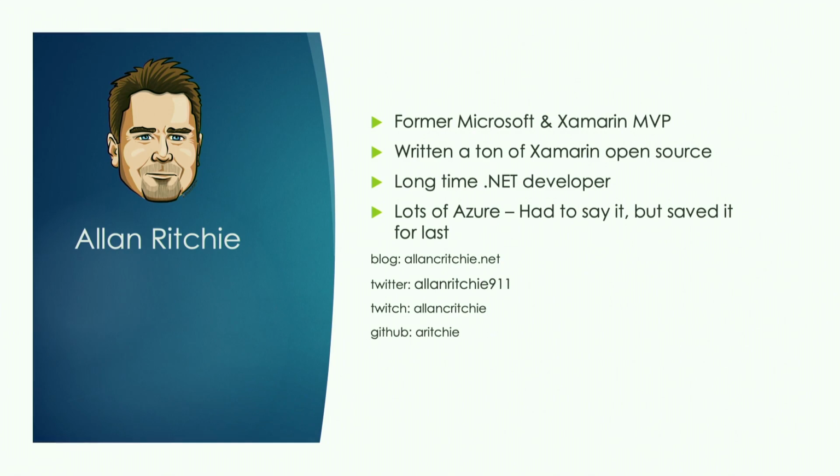Anyhow, my name is Alan Ritchie. I am a former Microsoft and Xamarin MVP. I've written a bunch of open source. You may or may not have used it. User dialogues, geofencing, that sort of stuff. I've been at .NET for close to 18 years now. It's a love-hate relationship, as with everything in .NET. And I've done lots of Azure. I'm doing lots of Azure these days. We all have to say it, right? But at least I saved it for last. We won't be talking about Azure in this thing, so don't worry.